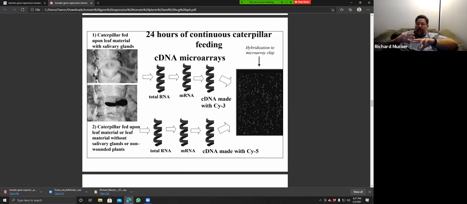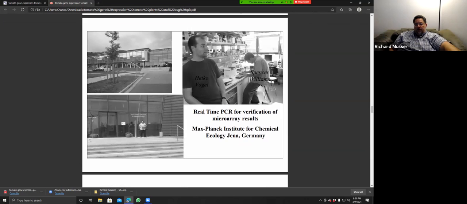A lot of this work was initially started here, but some of it was also done with the help of the Max Planck Institute with Heiko Vogel. You may remember our speaker today talked about Heiko Vogel as one of the co-authors. This is a research institute in Jena, Germany. There are actually many Max Planck institutes. Some might be for paleontology or economics or something like that, but this one is specifically for chemical ecology.